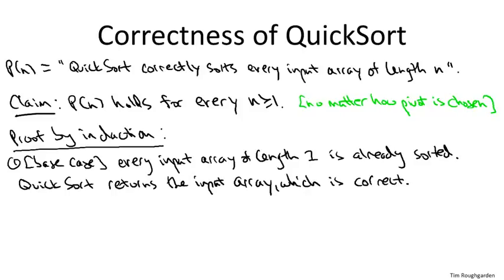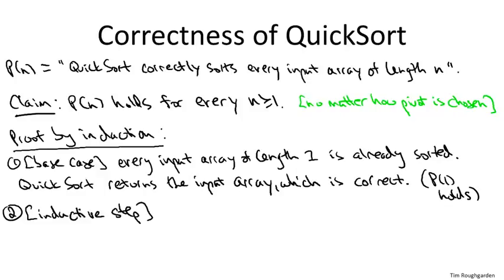So in the inductive step, we have to fix an arbitrary value of n that's at least 2, a value of n not covered by the base case. So let's fix some value of n, at least 2. Now, what are we trying to prove? We're trying to prove that Quicksort always correctly sorts every input array of length n, so we also have to fix an arbitrary such input.